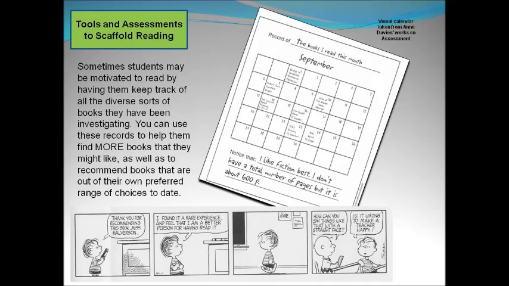Sometimes students may be motivated to read by having them keep track of all the diverse sorts of books they've been investigating. You can make a calendar like the one I've included here, or you can have them keep a journal, like a reading journal. Just so you know, I've had mixed success with these things. I've done something like this with grade 9s, but I've never really had a lot of success with this after grade 9, like in grade 10, 11, or 12. Maybe your kids will be different.